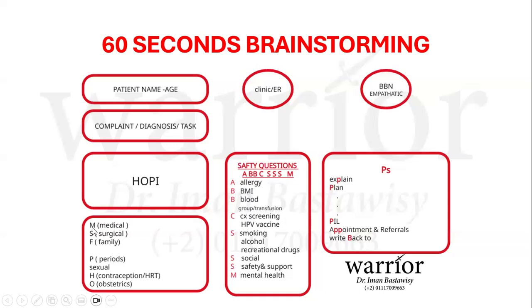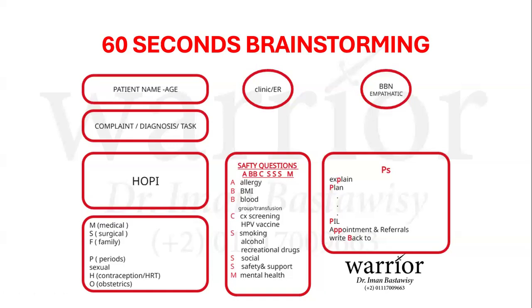This part is for the medical, surgical, family history. Here is the menstrual history, sexual history, contraception and HRT, and obstetric history. All right. Of course, here I'm not going to write medical, surgical, or family, only the letters M, S, F, P, sexual, H, and O. This part is very important. These are the questions that are related to the patient safety.